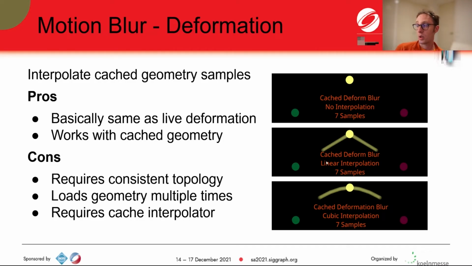So one step beyond that is if we've cached the samples to disk, we need a way to interpolate between those samples. You can see even with 7 samples up here, with no interpolation we get no blur. With linear interpolation, we get basically a line from green to yellow and then yellow to red. And with cubic interpolation, we get back to a pretty nice arc, but again, same problems with needing to be able to load that geometry multiple times to get that curve.